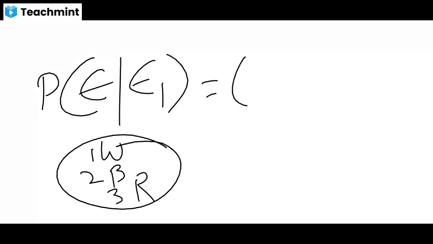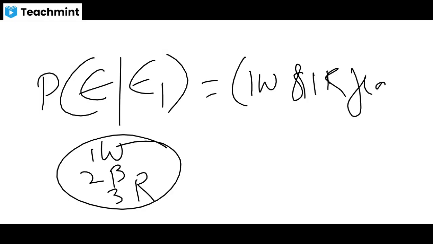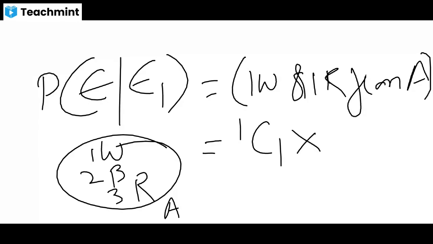What does E slash E1 mean? What is E? One white and one red. E slash E1 means from A. A is this one. Now tell me how many whites are there in A? 1 white. So I have to take out one from one, 1C1, into red. How many reds are there? You can see what I am writing on the whiteboard, 3. So out of 3 I have to choose one. So that is done. Divide by total.